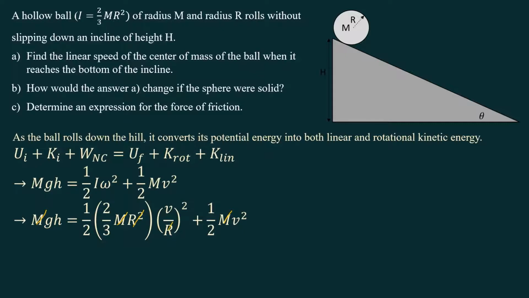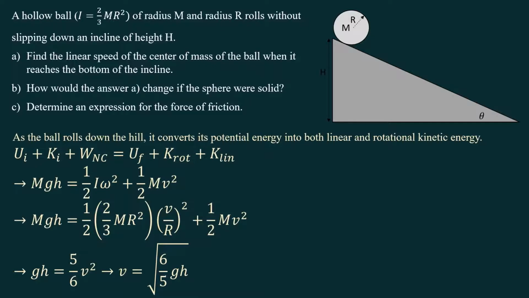And now I have GH equals 1/2 times 2/3. So I have GH equals 1/3 V squared plus 1/2 V squared. So I have GH equals 1/3 plus 1/2 is 5/6. So I have GH equals 5/6 V squared. Now I can solve for V. And there's the final answer, square root of 6/5 GH. And that's when it converts potential energy into linear and rotational kinetic energy. That's the linear speed at the bottom.